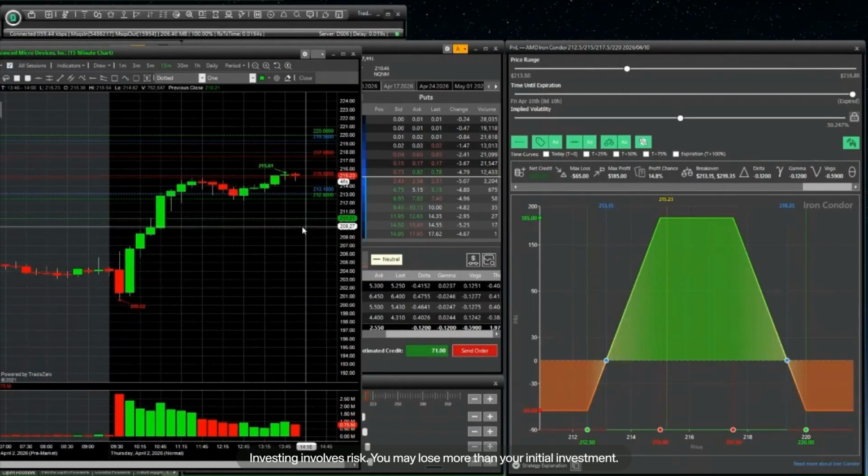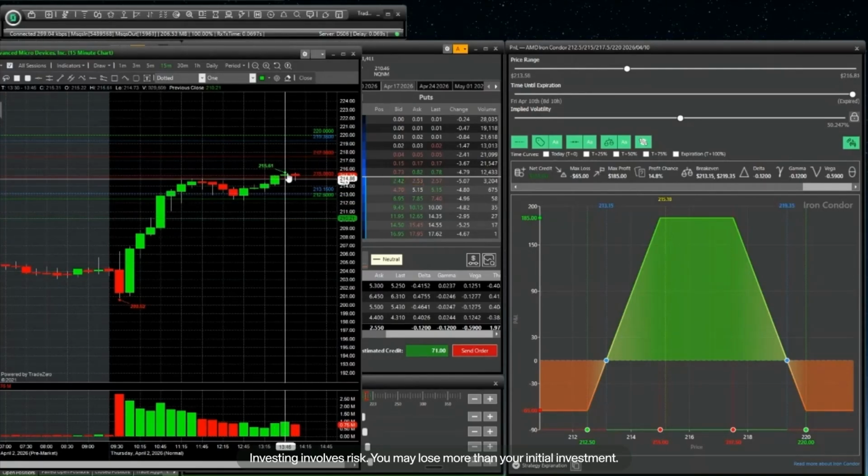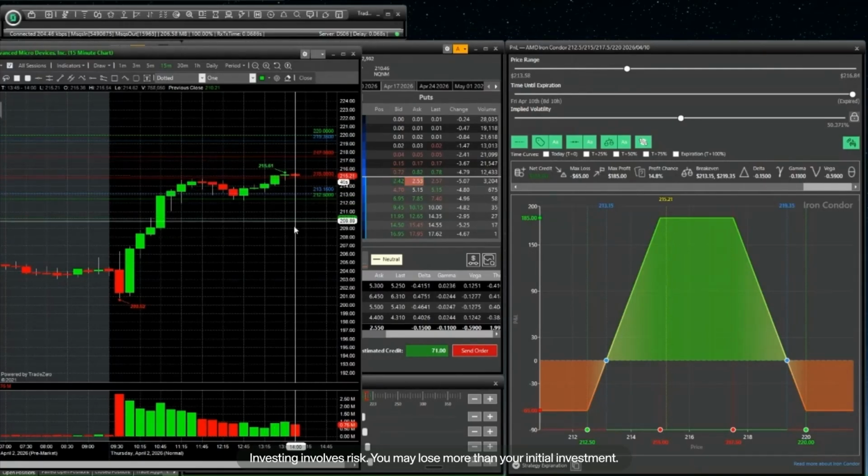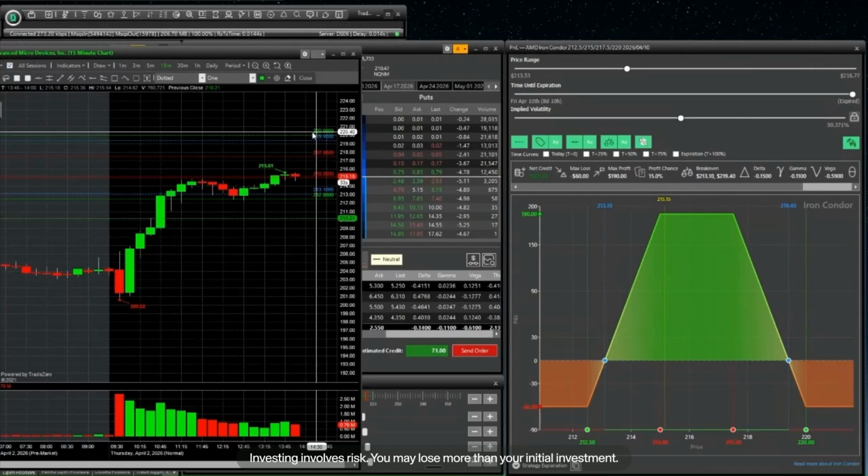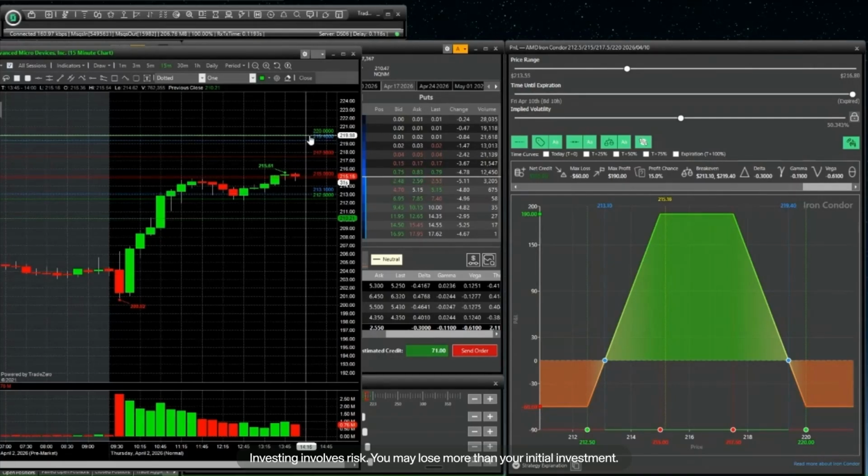I've got a few lines on my chart here, and I'm going to explain each one. The green lines, top and bottom, are the outer wings. That's the 212.50 and the 220. There you go, 212.50, 220. If we fall below or above one of these lines, we are at max loss, which is a $60 loss.